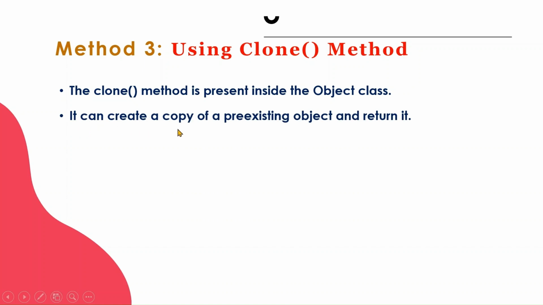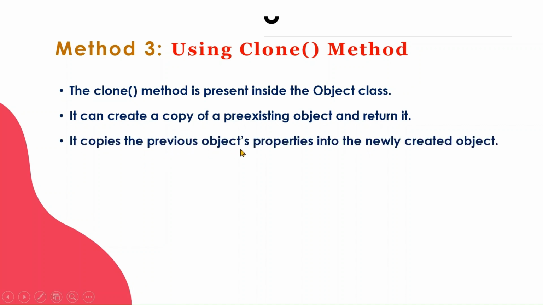Now the clone method can create a copy of a pre-existing object and return it. See, already there needs to be one object, then only we can create a duplicate copy of the particular object. Now it copies the previous object's properties into the newly created object. So here we are trying to make a copy of the pre-existing one. Once you create it, all properties which were available for the previous object are transferred. That is nothing but making a copy into the new object also. Suppose two variables were there for the previous object, the same two variables are copied into the newly created object.